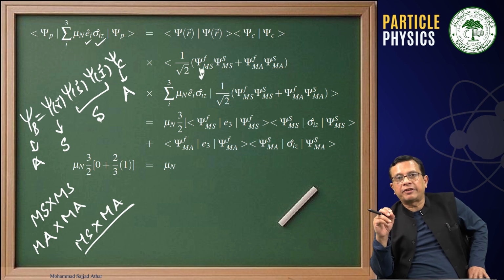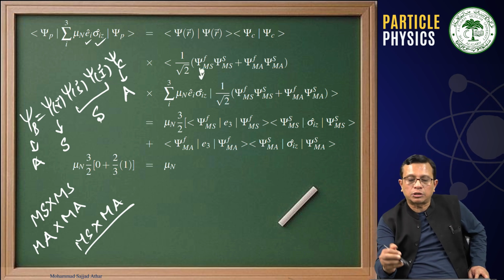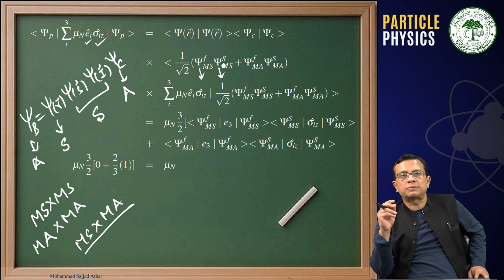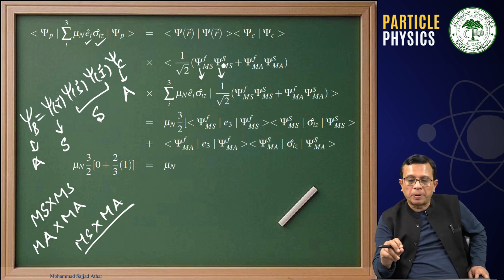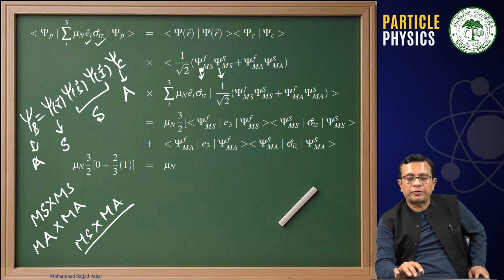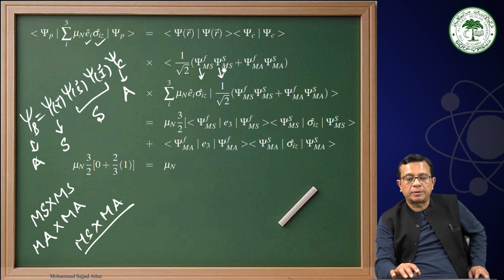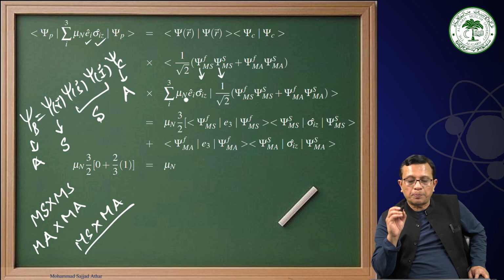We are writing for the flavor part, that means the isotopic spin part, and this we are talking about the spin part. Therefore, we have 1 by root 2 times psi mixed symmetric flavor, psi mixed symmetric spin, plus psi mixed antisymmetric flavor times psi mixed antisymmetric spin, and then this is the operator. And then what is the important catch?